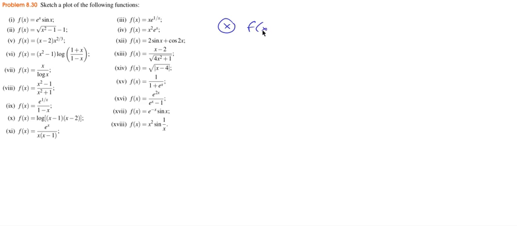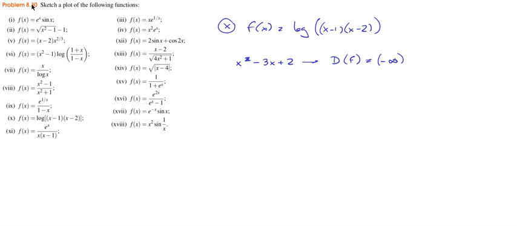Part 10 is f is the logarithm of the product of x minus 1 times x minus 2. So let's see, we want this to be greater than 0, so this is a parabola, it's x squared minus 3x plus 2. Okay, so the domain here is going to be, so this is a positive parabola, the roots are 1 and 2, so this is going to be positive between minus infinity and 1, and between 2 and infinity.